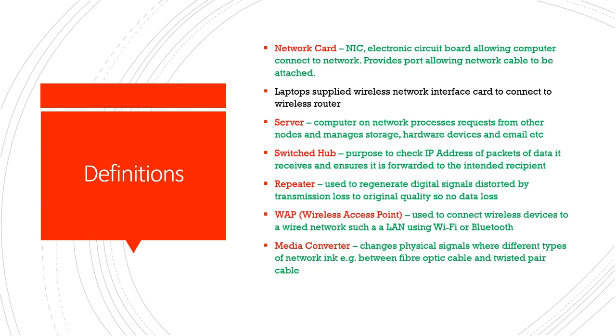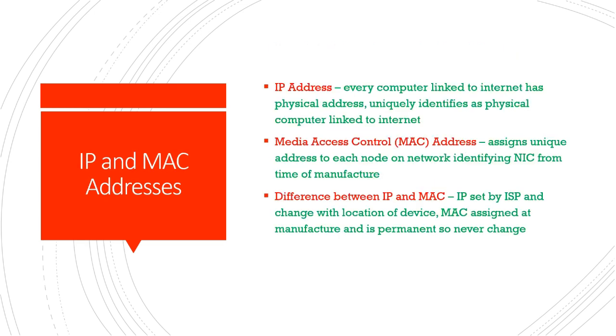And then you have a WAP, don't get mixed up with a WAN. WAP is a wireless access point, like your hotspots, and it's used to connect wireless devices to a wired network such as a LAN using Wi-Fi or Bluetooth. Then you have a media converter, which changes physical signals between different types of network link, for example fiber optic cable or twisted pair cable. So let's go through now and talk about an IP address and a MAC address. These are two very, very important things, and they're very similar, so try not to get them mixed up.